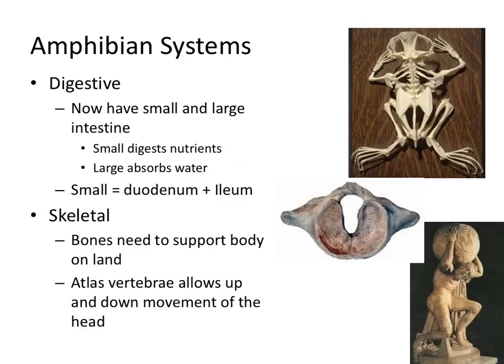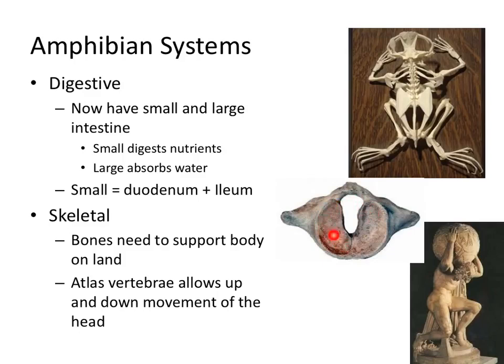And then there's also a huge difference in the skeletal system of amphibians. These guys need bigger, stronger, more robust bones to support their body on land. So if you think a fish skeleton is pretty wimpy, these guys have much thicker bones, kind of similar to what you are maybe used to seeing on yourself or lots of other organisms. And one of their cool adaptations is something called the atlas vertebra. This is the first cervical vertebra, the first vertebra of the neck. This is what actually supports the head.